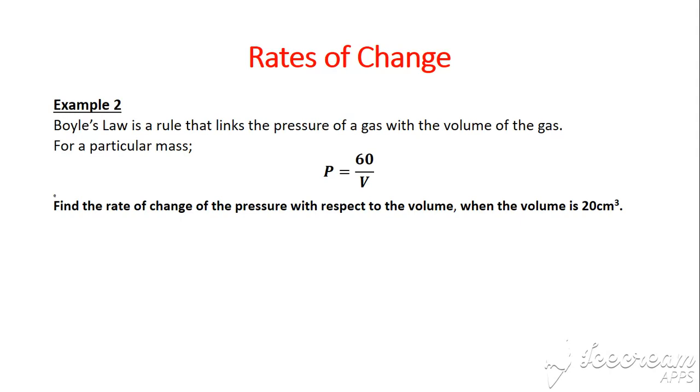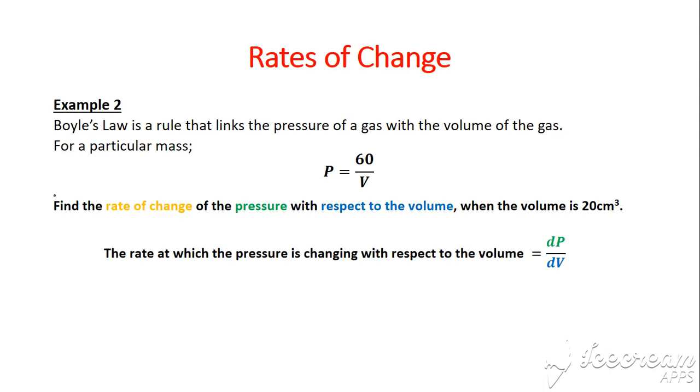All right, example 2. Boyle's law is a rule that links the pressure of a gas with the volume of the gas. For a particular mass, P is equal to 60 divided by V. We're going to find the rate of change of the pressure with respect to the volume when the volume is 20 centimetres cubed. So rate of change is a gradient, so we're going to have d something over d something. And since it says pressure with respect to volume, we're going to have dP/dV. So the rate at which the pressure is changing with respect to the volume is dP/dV.